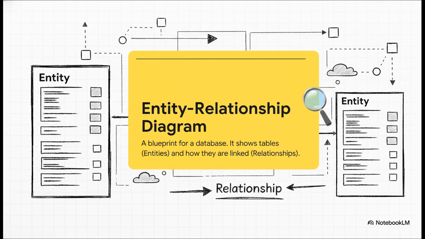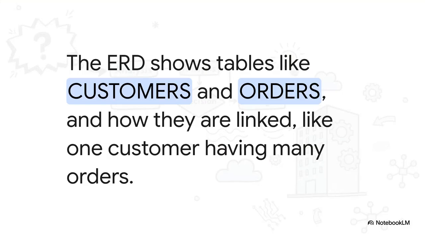I love this analogy. Think of it like the floor plan for a house. It lays out all the main rooms where you'll store data. Those are called entities. And it also shows you the hallways that connect all those rooms. Those are the relationships.